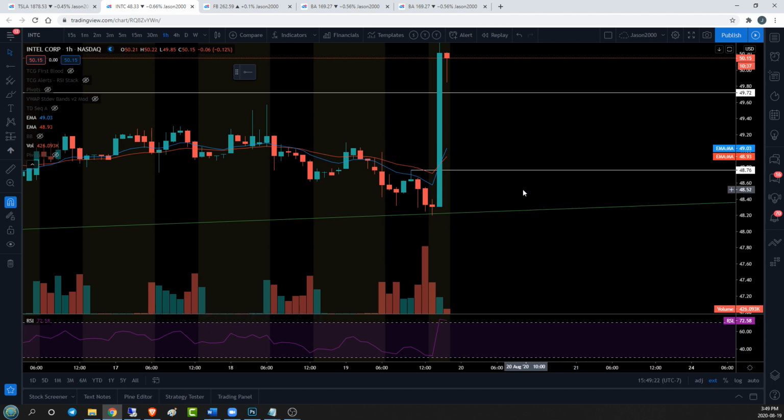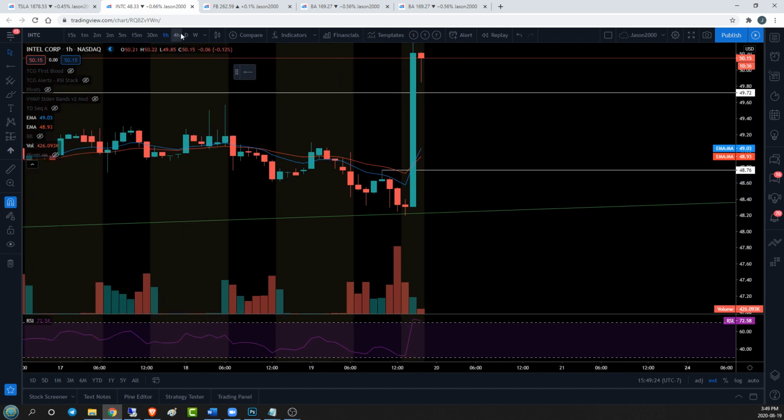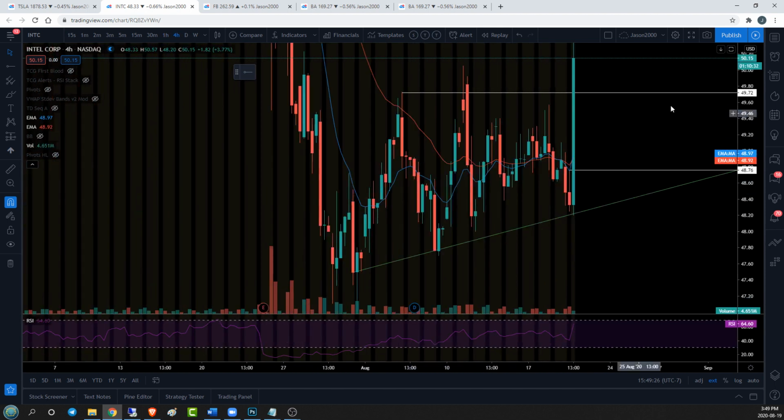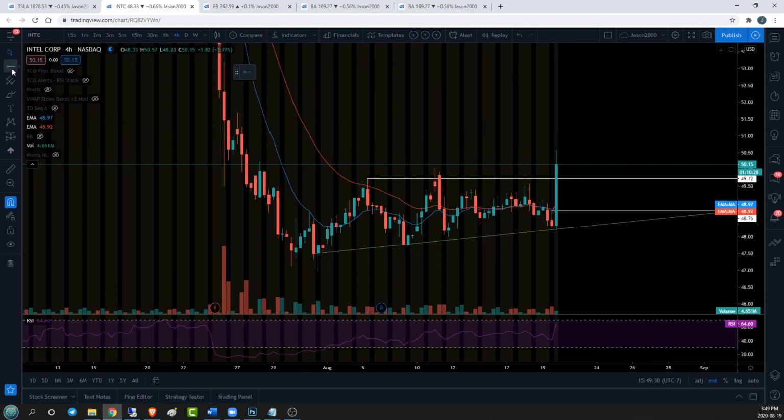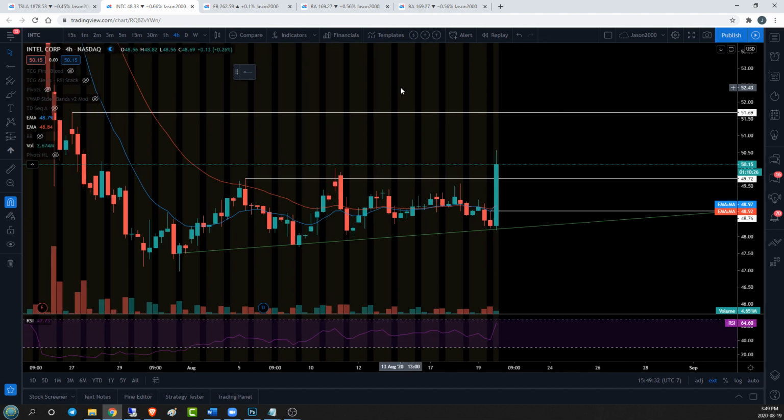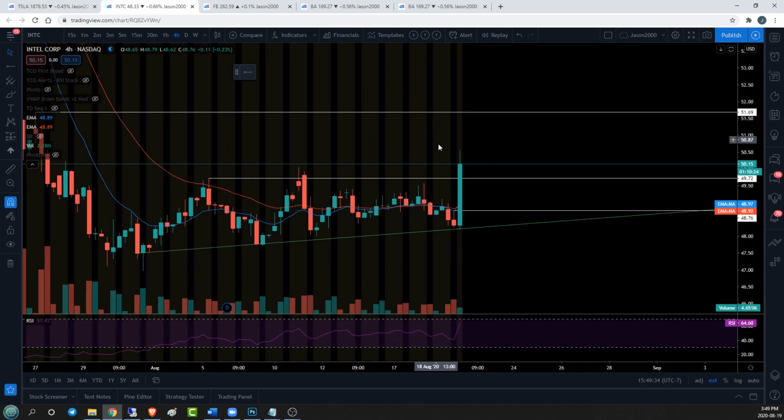The bulls got over 48.76. So what's going to happen next? Well, we need to go back to our 4-hour time frame and look for areas of resistance. I'm not sure why we're up here, but here we are. Our next 4-hour resistance is at 51.69, so still quite a ways to go.